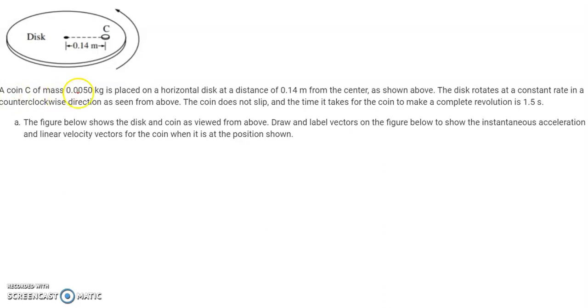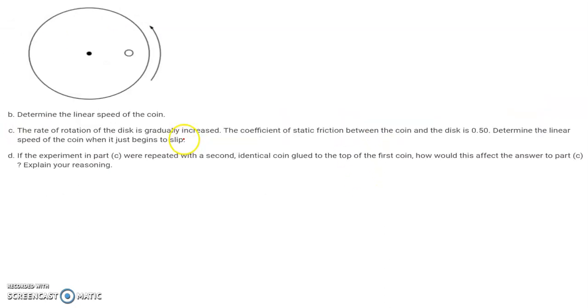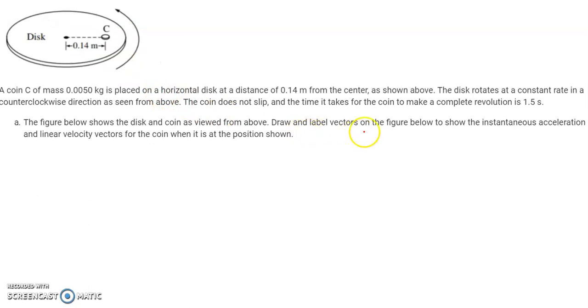A coin C of mass 0.005 kilograms is placed on a horizontal disc, and the distance from the center of the disc to the coin is 0.14 meters. The disc rotates at a constant rate, counterclockwise as seen from above. The coin does not slip, and the time it takes for the coin to make a complete revolution is 1.5 seconds. Okay. So they want us to draw and label vectors showing acceleration and velocity for the coin when it is at the position shown.